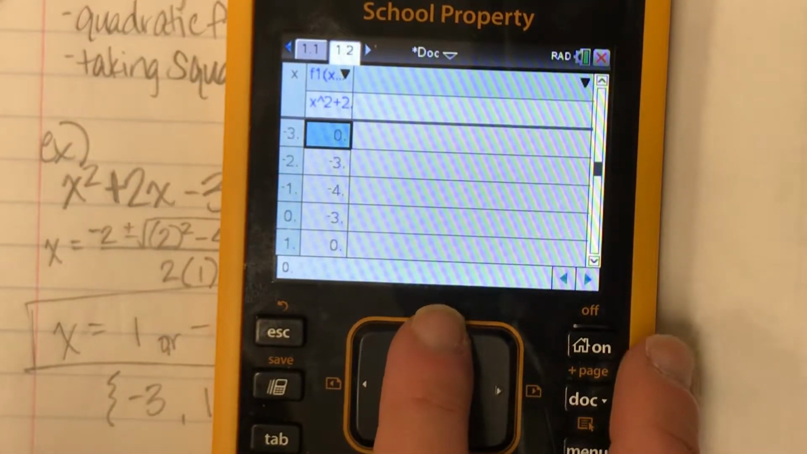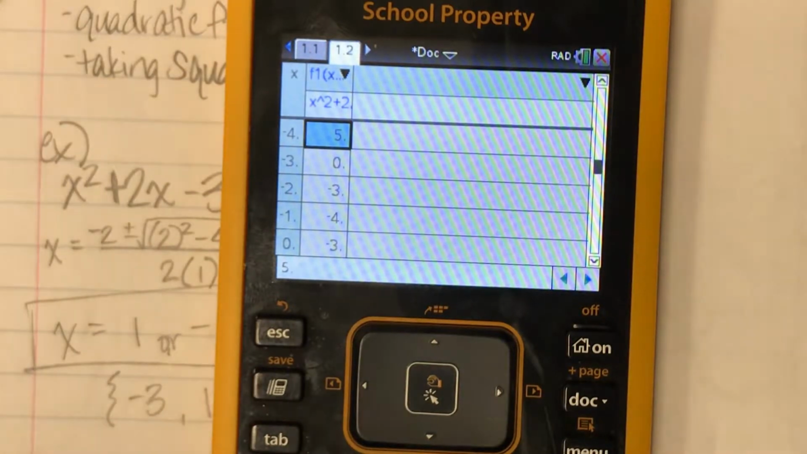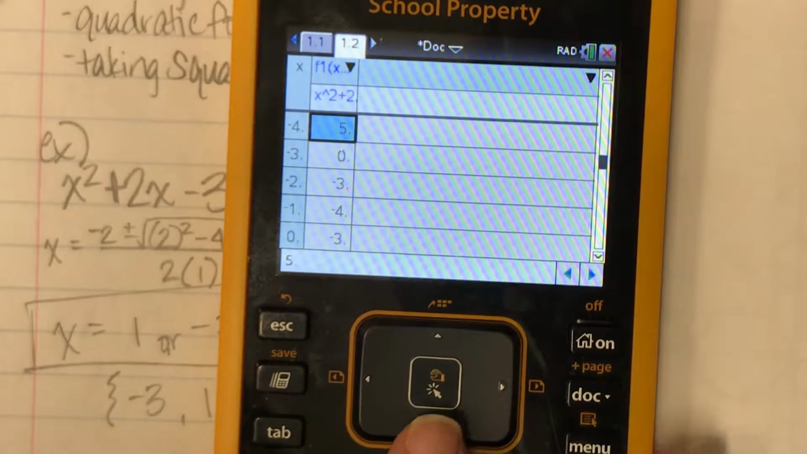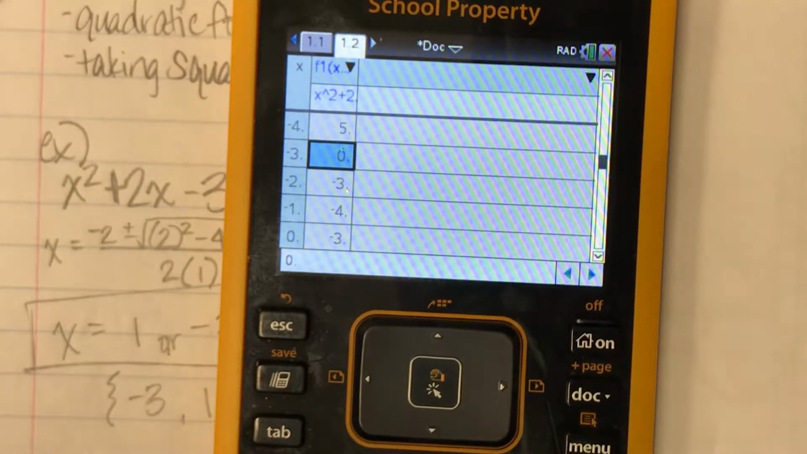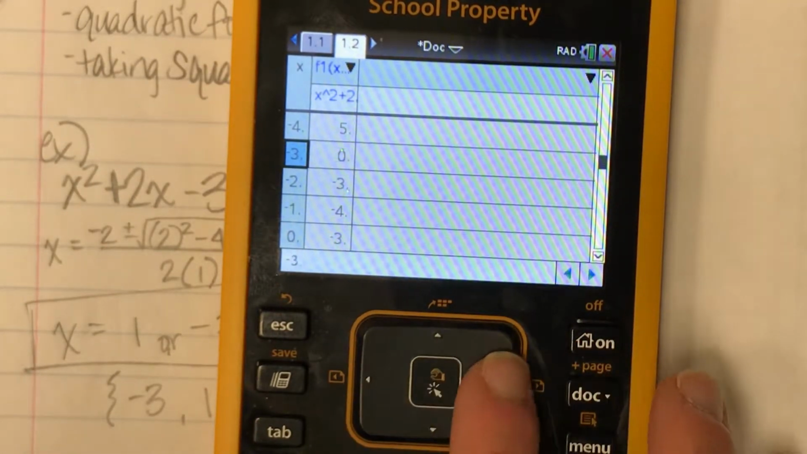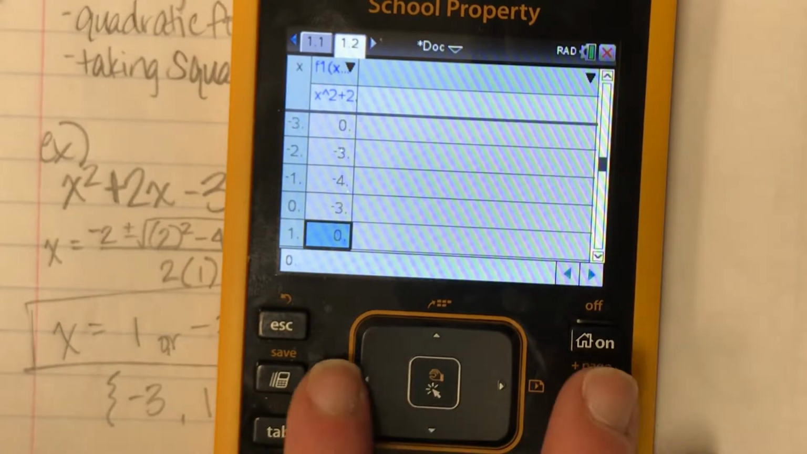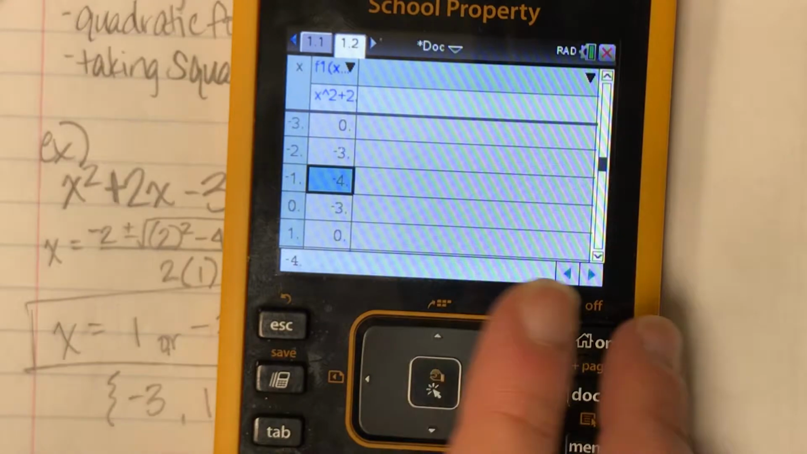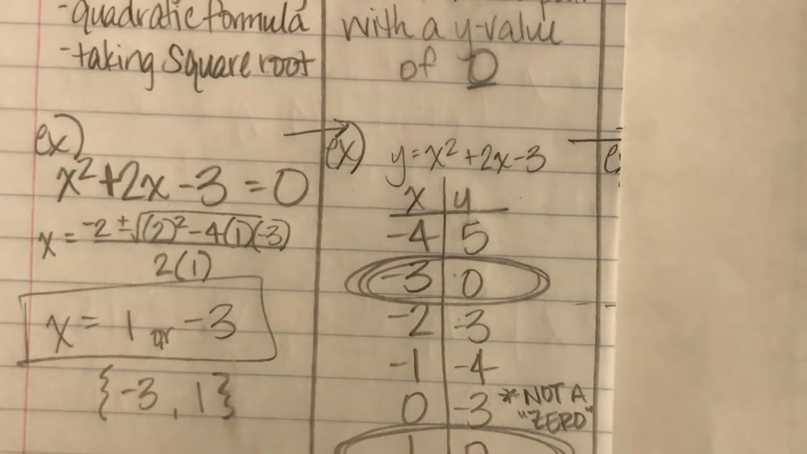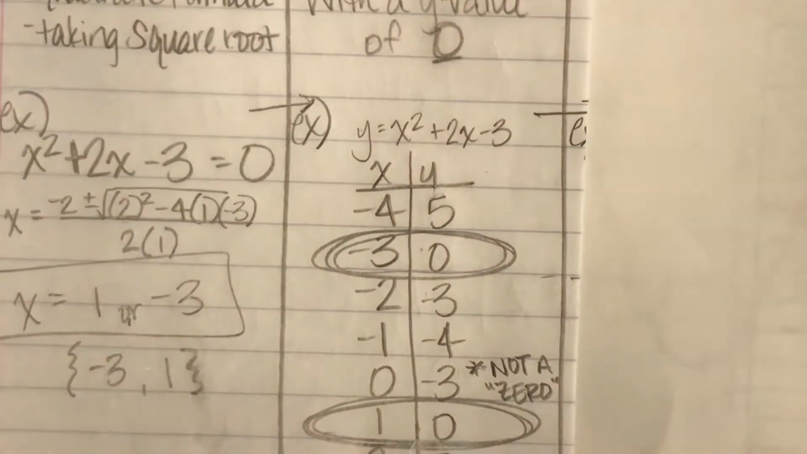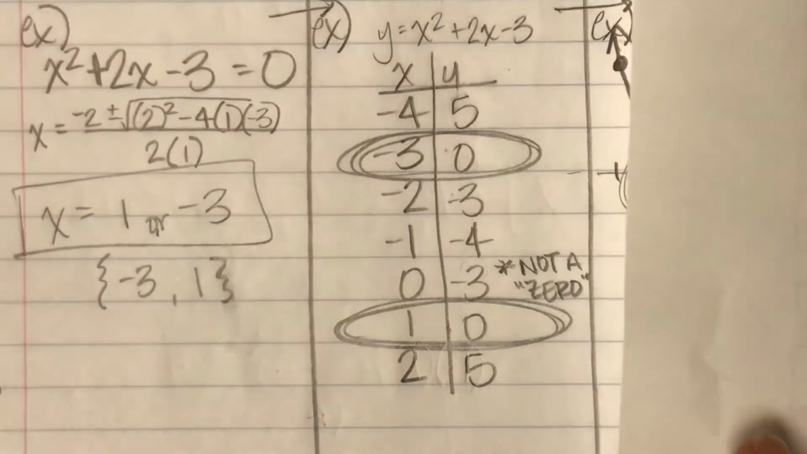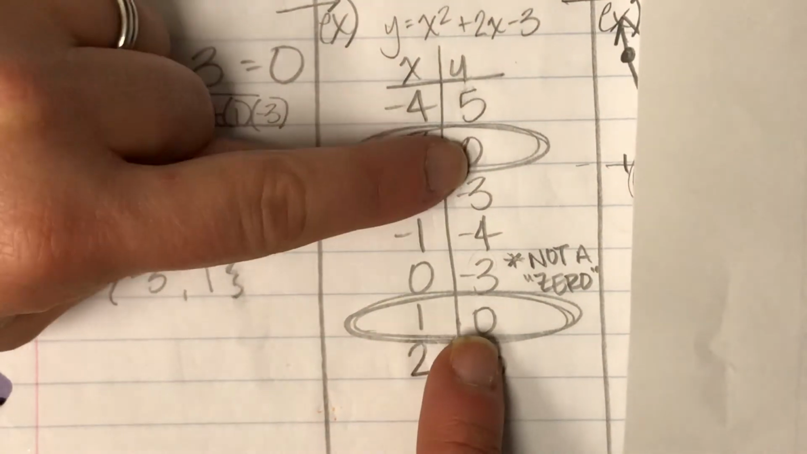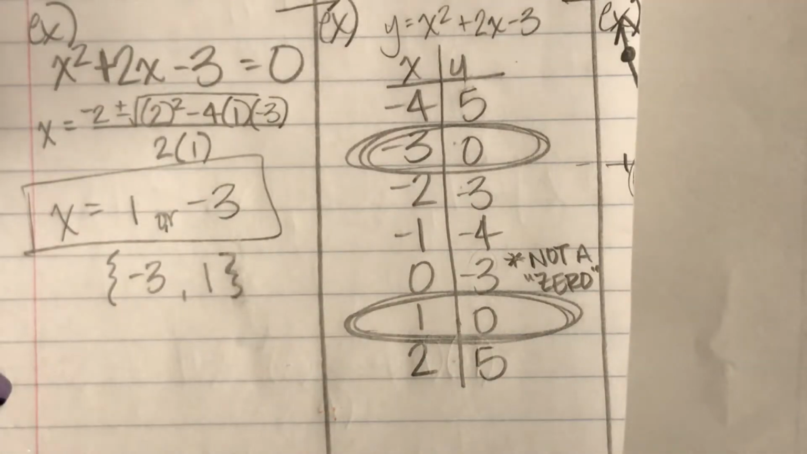And when I start looking at these table values, I notice that there are a couple of places that equal a 0. So at negative 3, it pairs up with a 0, and at 1, it pairs up with a 0. So all I did was in the notes, I copied down that table value exactly, okay? I just picked some values so that I could see, hey, those are the two numbers that make a 0 for the y.